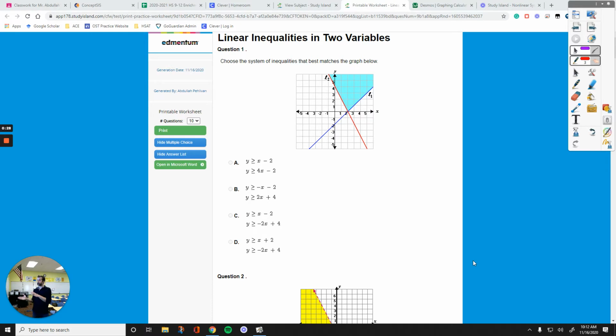In this part we are going to shade the area. Some part of the graph is going to be shaded. We will do it twice, one for each line, and then we are going to see in what area they meet. So let's take a look at the first question. Choose the system of inequalities that best matches the graph below.